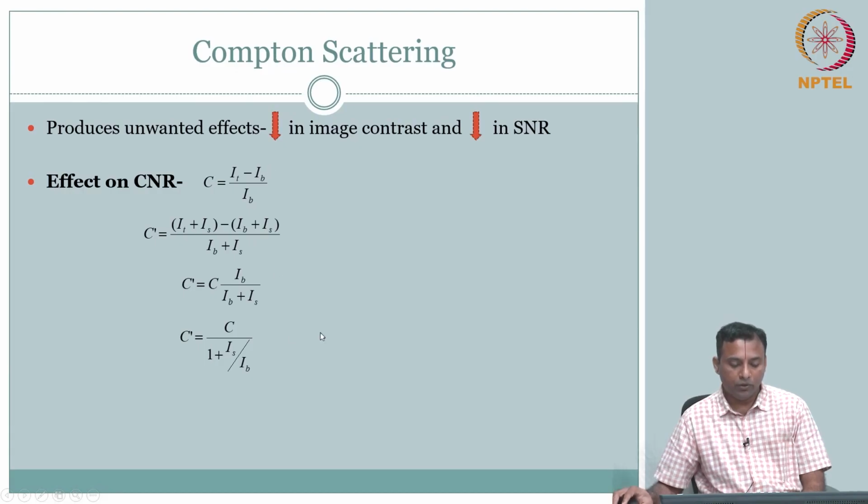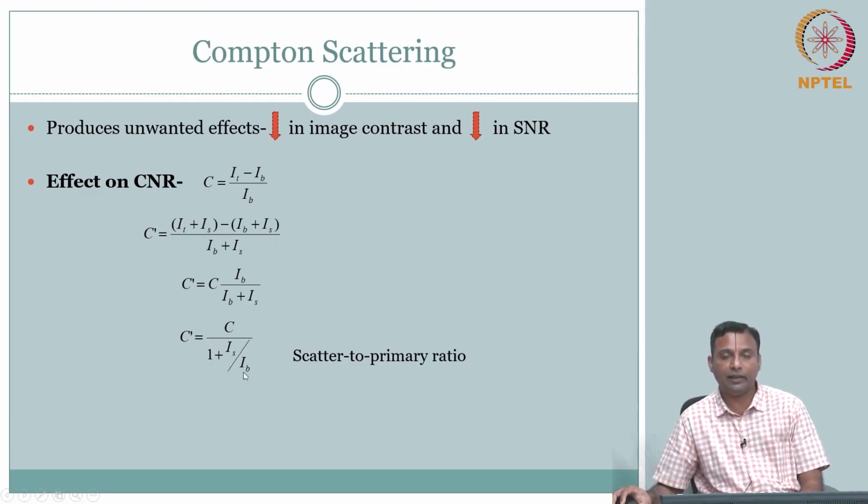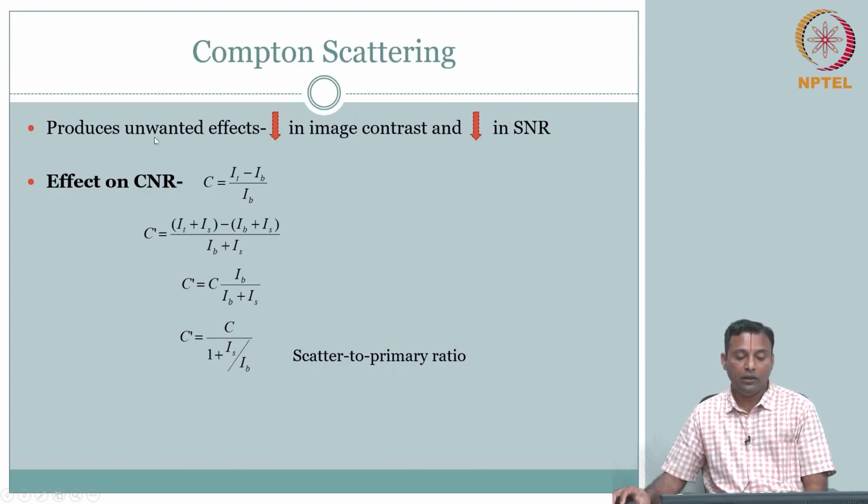Okay. So this IS by IB is given a term called the scatter to primary ratio. If I have more scatter to primary ratio, that means my contrast is going to reduce in this form because it is inversely related. If the scatter to primary ratio increases, my denominator increases, and therefore my C dashed becomes less than my C. So, C is without scattering, C dashed is contrast with scattering. Clearly, if you have scattering, contrast in an image reduces.